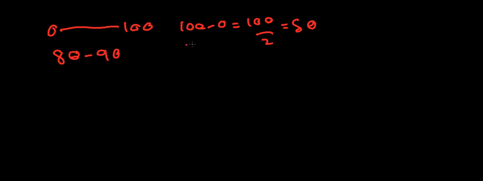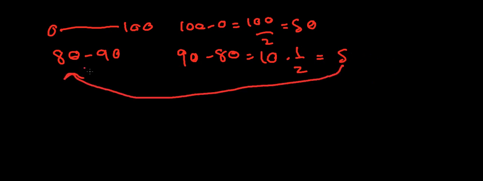So we could find the difference. 90 minus 80, which is equal to 10. So the difference between these is 10, so we want to find exactly half. So we multiply by half or divide by 2, it's the same thing, which is equal to 5. Now I got this 5, now I add that to the lower one.